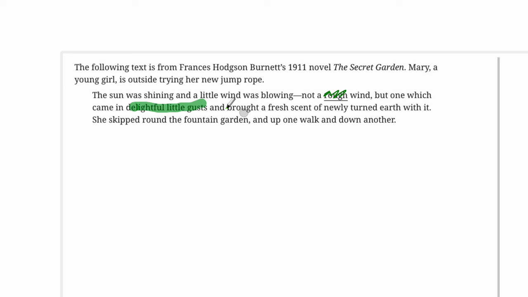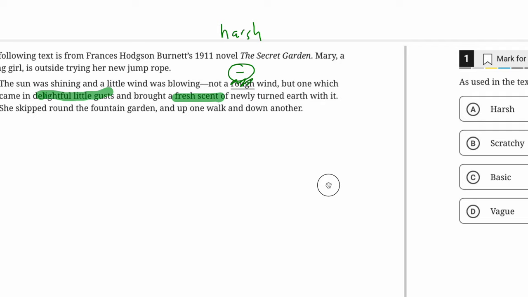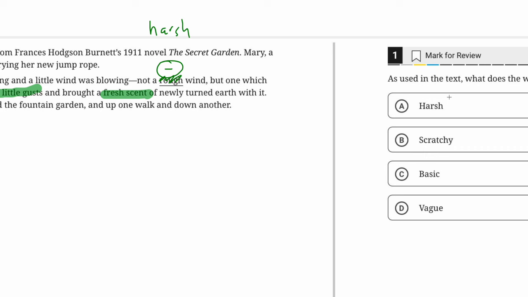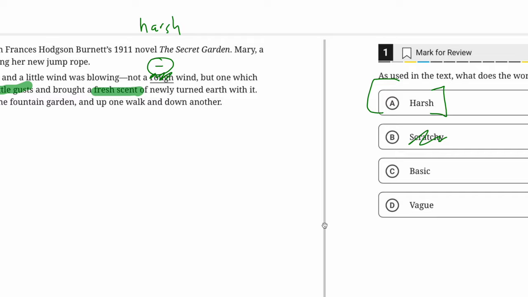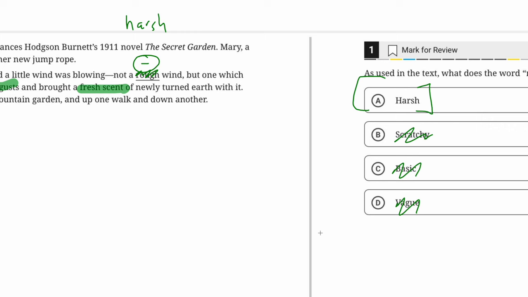And here, I'm going to say, delightful little gusts, and it brought a fresh scent. So that means it's not a negative kind of wind, not a harsh wind or a severe wind or something like that. Did I see that out of the corner of my eye? Maybe. I don't know if I did or not, but that would have been the first word to come to mind. So a scratchy wind, I don't know how wind could really be scratchy unless it were somehow blowing sand. Basic wind doesn't make sense, and then vague wind. Sometimes what they're going to do with the wrong answers on a question like this, where they have an actual word instead of just a blank, is give you words that could have been a synonym. Like a rough draft, a basic draft, rough texture, scratchy, a rough idea, a vague idea, but no, we want harsh.